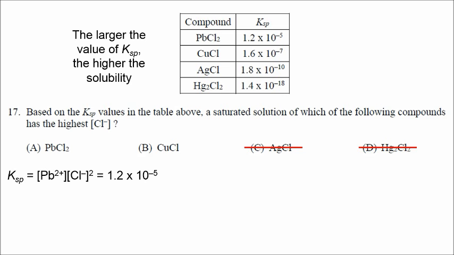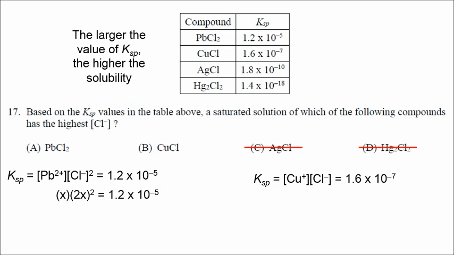So here is our KSP for lead chloride. So concentration of lead times concentration of chloride squared. And then for the KSP for copper chloride, just concentration of copper times concentration of chloride.